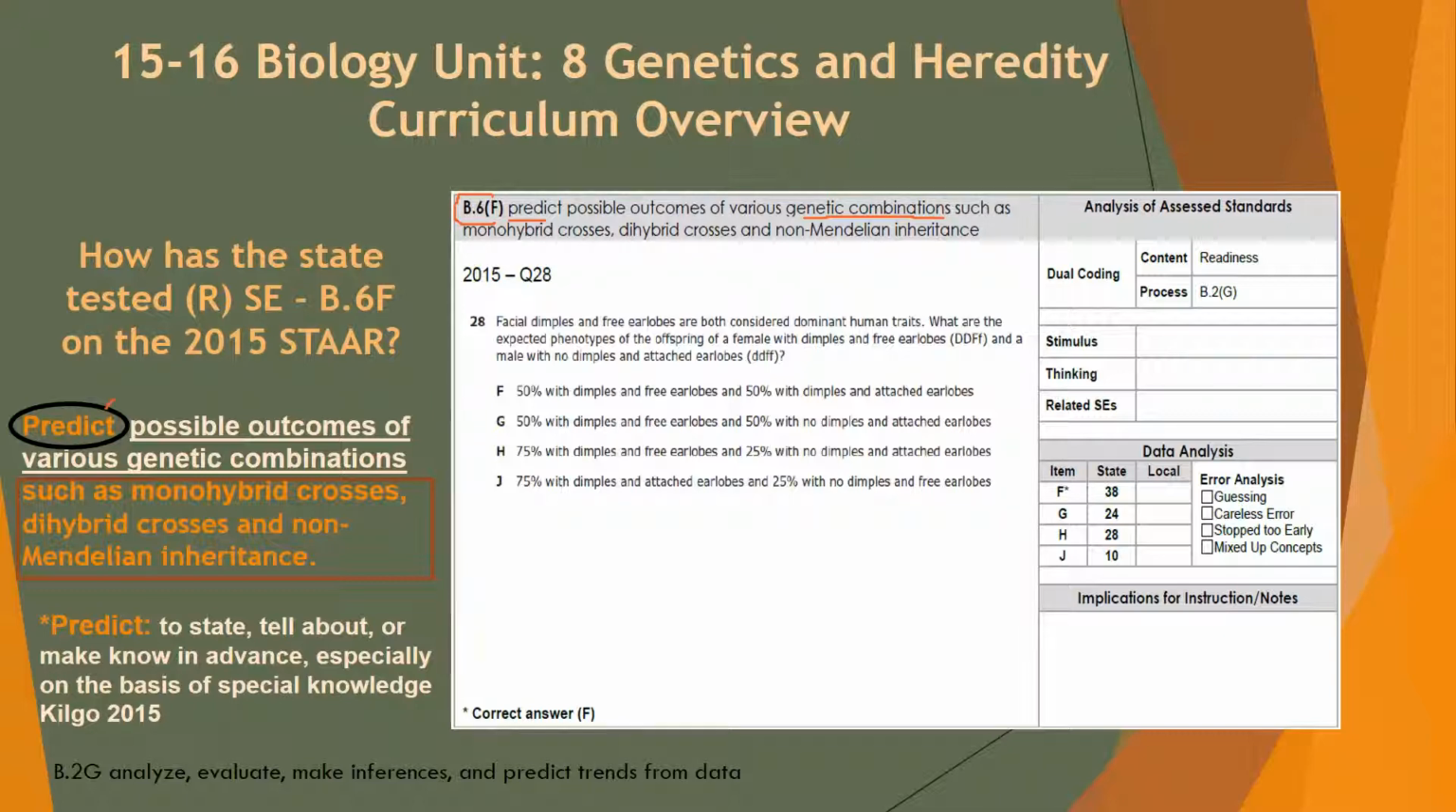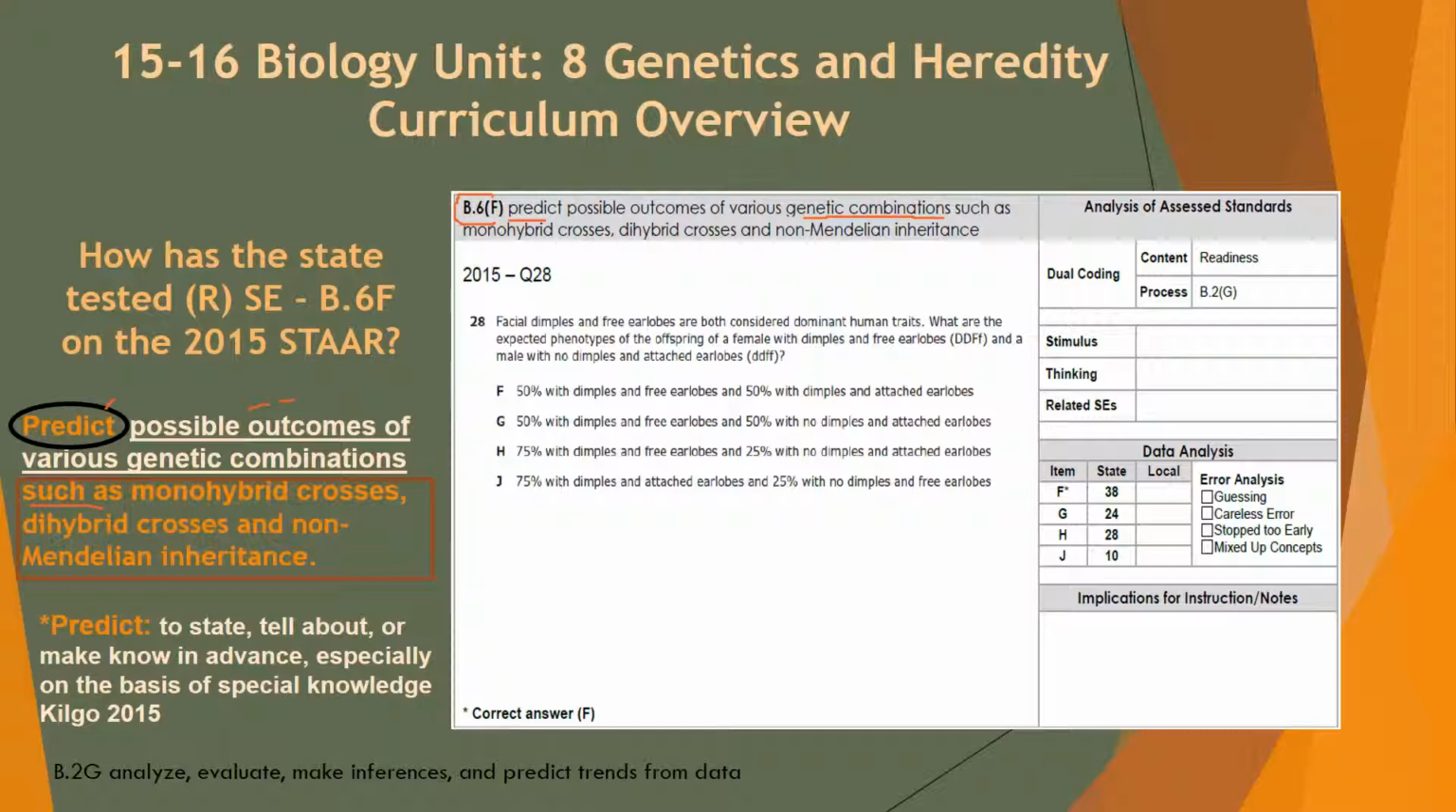So we're going to predict possible outcomes of various genetic combinations, and this is our content, possible outcomes of various genetic combinations in our context, such as monohybrid crosses, dihybrid crosses, and non-Mendelian inheritance. And I want to make sure that we all understand what such as means in the SEs. Such as is stating it's an example. If it says including, that means specifically these things. But in context of such as, these are different ways you may see it.